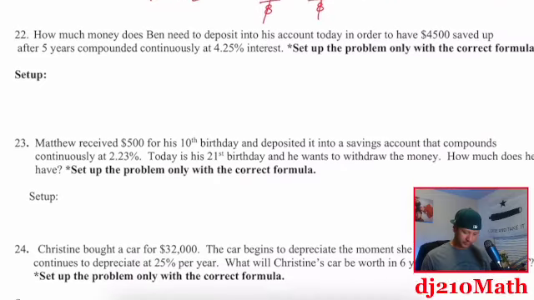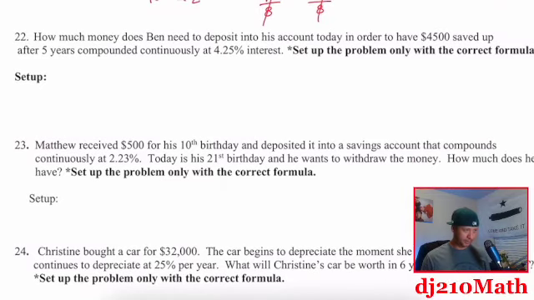Number 22. How much money does Ben need to deposit into his account today in order to have $4,500 saved up? So right now, this is some future amount, because of the way the language is: in order to have. That's a future amount. That's not what he has right now. 5 years, compounded continuously. That's a buzzword.